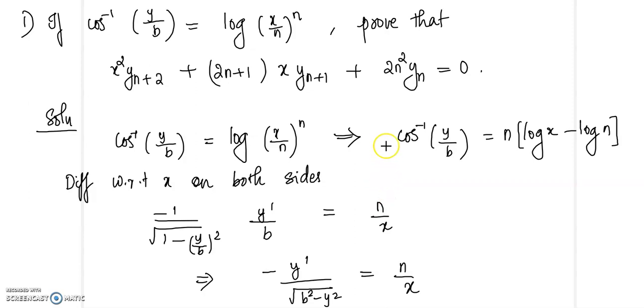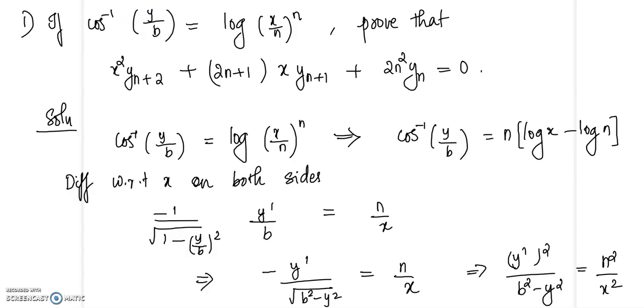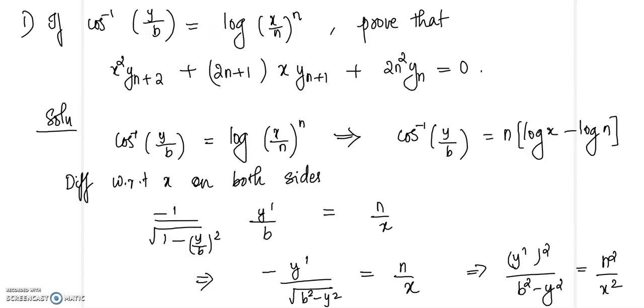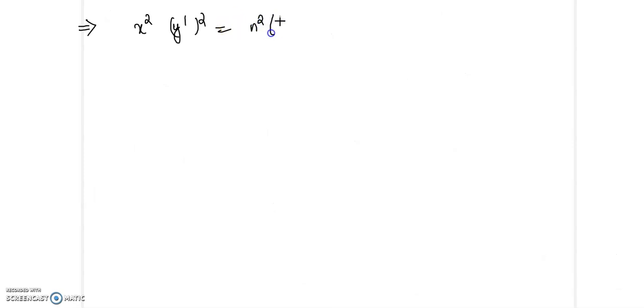Now let us square on both sides. So this will give y dash square by (b square minus y square) equal to n square by x square. Okay. So we will get the equation in the form x square y dash square equal to n square into (b square minus y square).